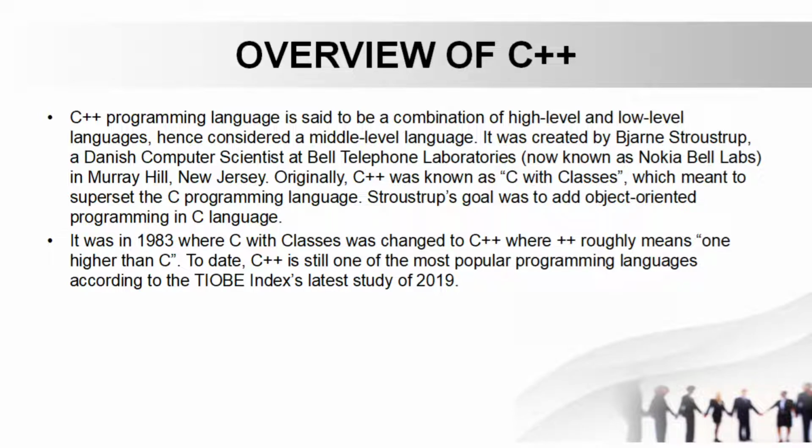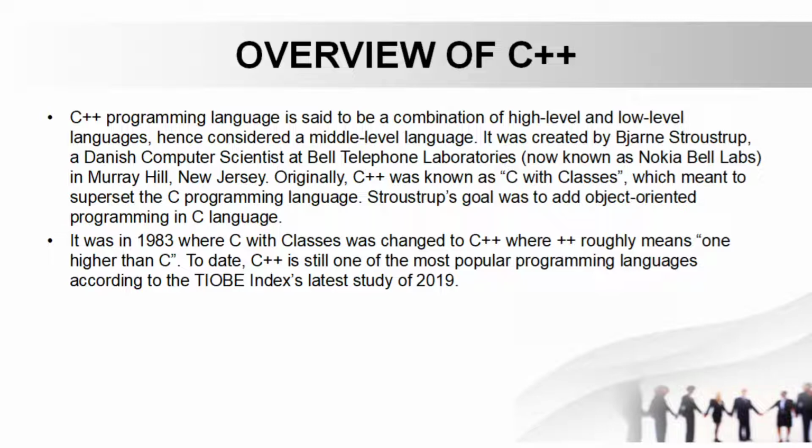Overview of C++. The C++ programming language is said to be a combination of high-level and low-level languages, hence considered the middle-level language. It was created by Bjarne Stroustrup, a Danish computer scientist at Bell Telephone Laboratories, known as Nokia Bell Labs, in Murray Hill, New Jersey. Originally, C++ was known as C with classes, which was meant to be a superset of the C programming language. Stroustrup's goal was to add object-oriented programming to the C language.